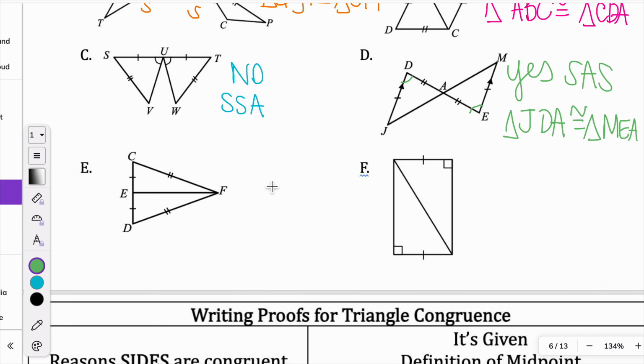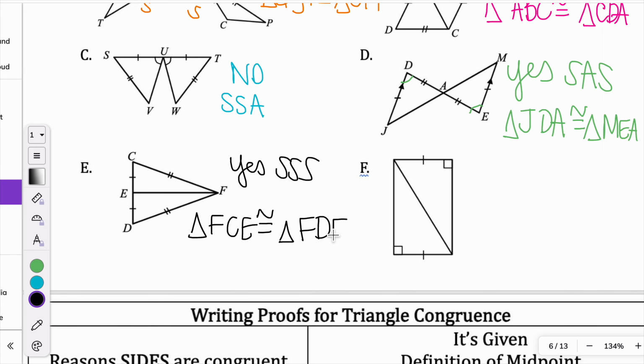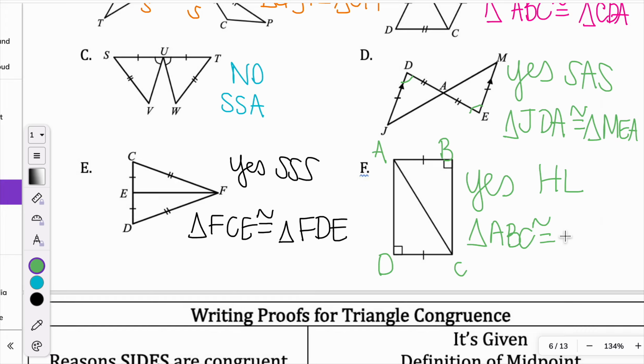Next up, for letter E, we can say yes for this one as well, using side, side, side. Triangle FCE can be congruent to triangle FDE. And then our last one, this one would be yes, using the hypotenuse leg congruence theorem. And then I just gave this one some letters A, B, C, D, so we can write a congruent statement. So triangle ABC is congruent to triangle CDA.